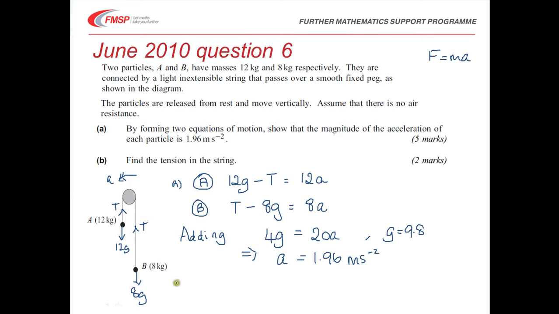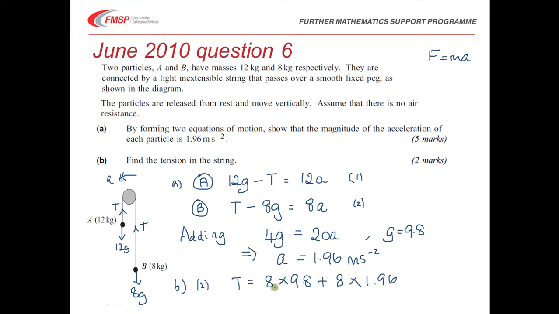So that is part A, and then in part B, which we could put in here at the bottom, we're asked to find the tension in the string. So now notice in either of these equations we now know what the acceleration is, so it doesn't matter which one we use. If we call that 1 and that 2, I'm going to use equation 2. And so I'm going to substitute a equals 1.96 into equation 2. So I end up with T equals 8g, 8 times 9.8, plus 8a, which will be 8 times 1.96.